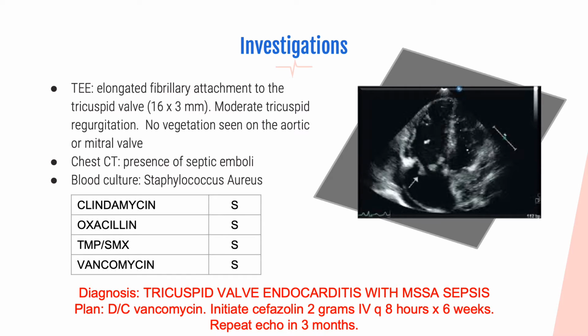Final blood cultures also returned with growth of methicillin-sensitive Staphylococcus aureus. So finally, we have a diagnosis of tricuspid valve endocarditis with MSSA sepsis. The plan at this time was to discontinue vancomycin and initiate Cefazolin 2 grams IV every 8 hours. The duration of antimicrobial therapy was expected to be 6 weeks from the first negative blood culture. A repeat echo was scheduled in 3 months' time.